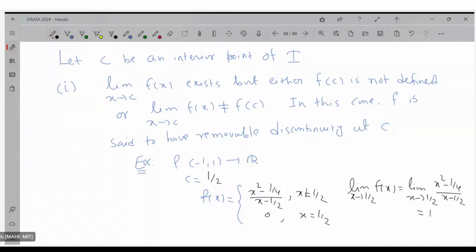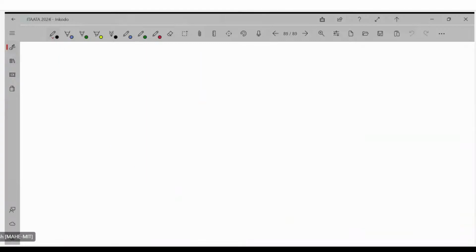Now another possibility is there. Now the second case: that limit x tends to c plus f(x) and limit x tends to c minus f(x) both exist, but they are unequal.